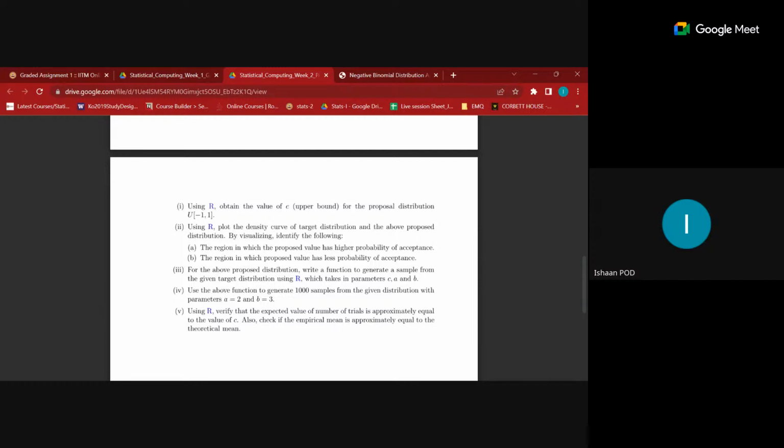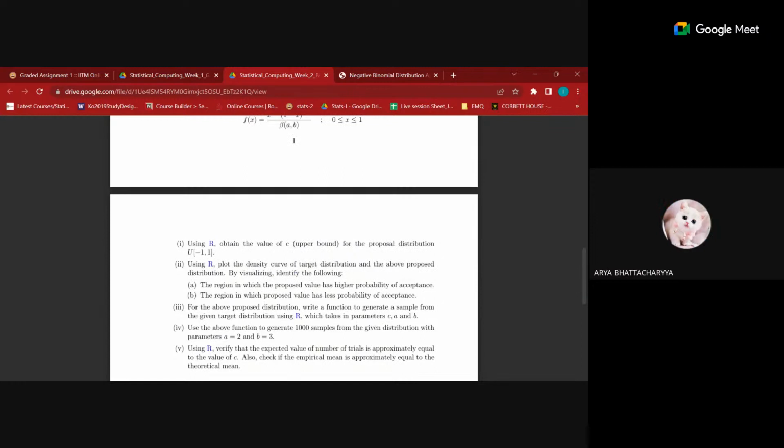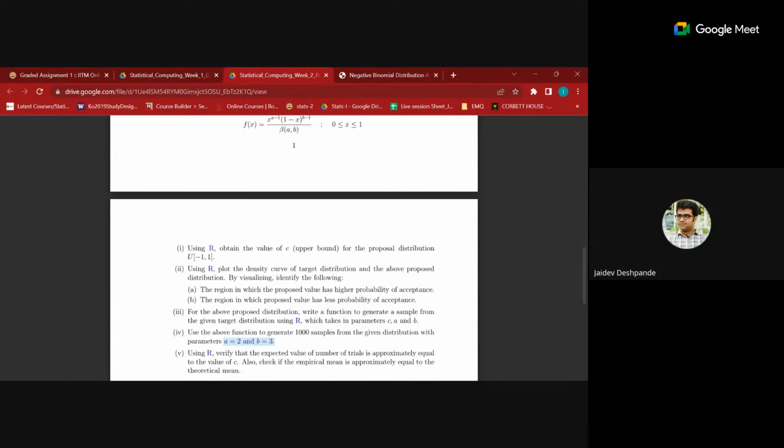But my query is, even if you look at the first question, without concrete values of A and B, how will we arrive at the value of C? I don't think we can do that, right? Write a function for it. Later on, when we plug in A equal to 2 and B equal to 3, you can generate it. Same logic as in the previous assignment. Right, C depends on R and P for negative binomial.